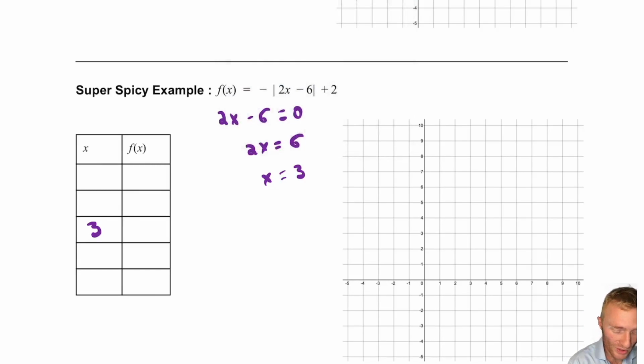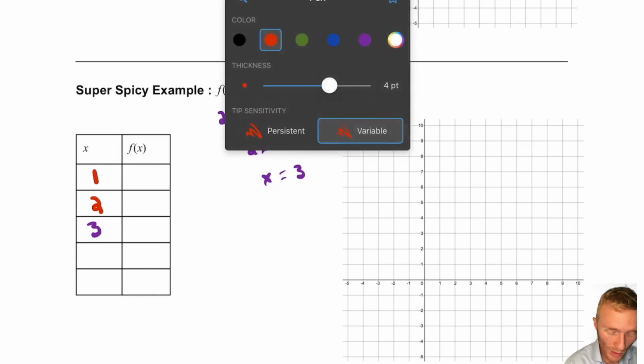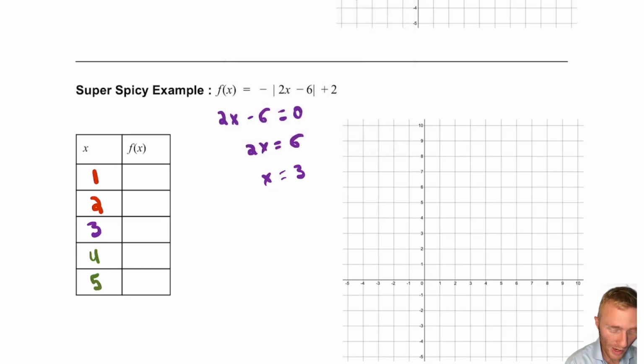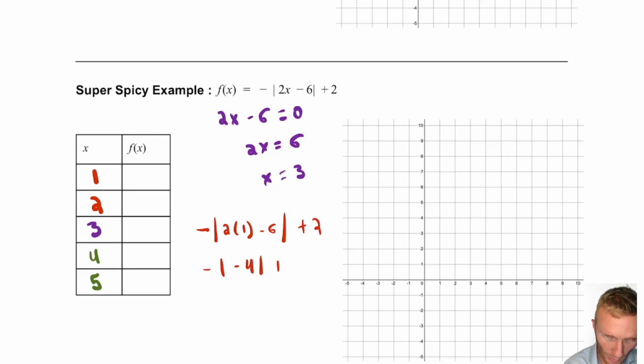We're going to do 2 points to the left, let's say 1 and 2, and 2 points to the right, 4 and 5. As long as we plot all of those points, we should have the vertex and a few points showing us the directions on either side. I'm going to show this first one out plugging in. Let's say we actually plug in 1. Negative the absolute value of 2 times 1 minus 6, plus 2. Negative the absolute value of 2 minus 6, that's negative 4, plus 2. Negative, all right, the absolute value of negative 4 is positive 4, plus 2.